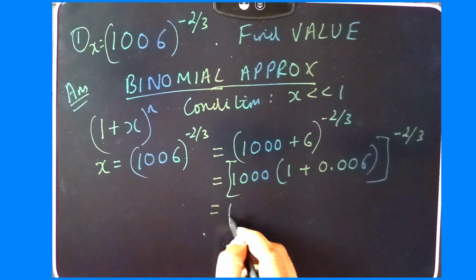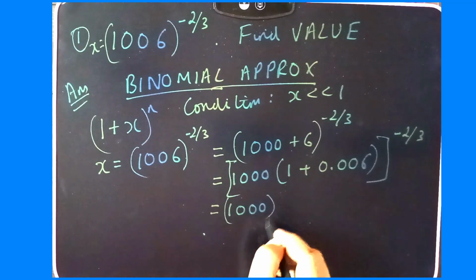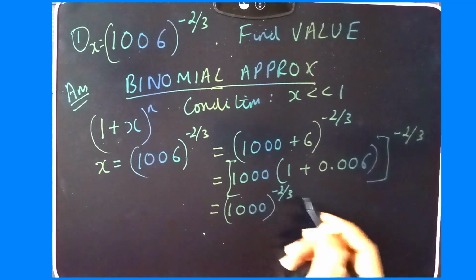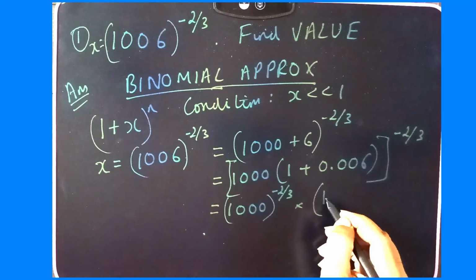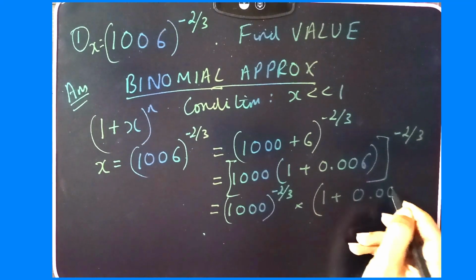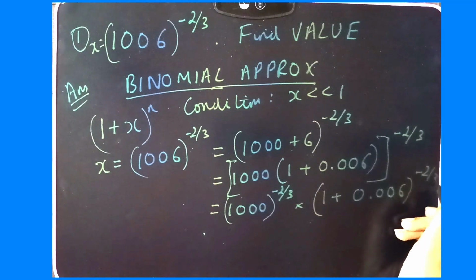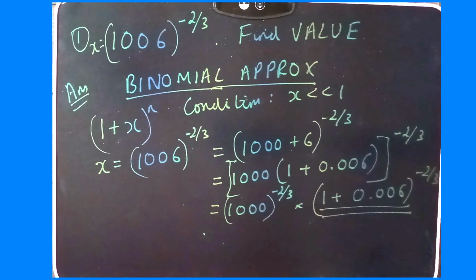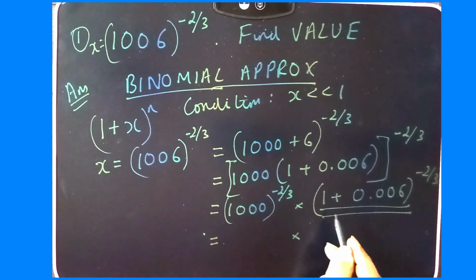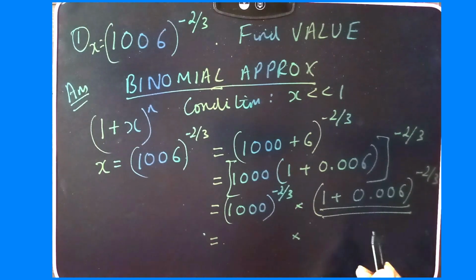So now you'll get this as 1000 raised to power of minus 2 by 3 multiplied by 1 plus 0.006 raised to power of minus 2 by 3. Now for this part, we can apply binomial approximation. So this will keep as it is. If you have to multiply with this, how much will you get?